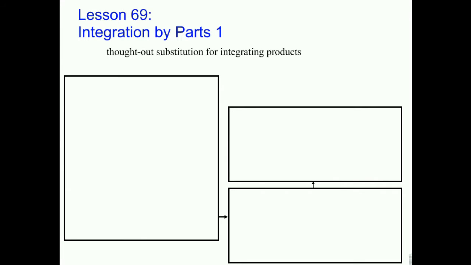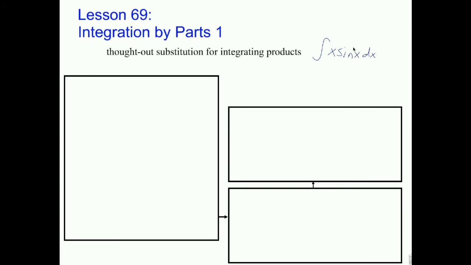Lesson 69 deals with the first part of integration by parts, and this is going to be a way of substituting for functions that we can't integrate just by guessing or knowing what the integral is. Something like when we have two functions multiplied together and we want to integrate this, and we could try to do a u substitution for x, but you still have this x out here.